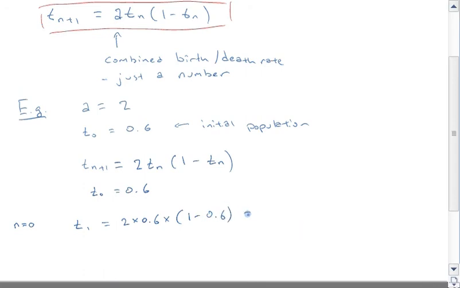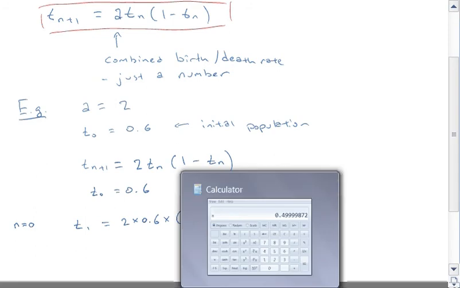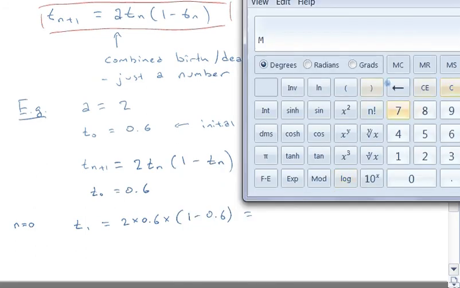Okay. So now, I know I always tell you guys that I like to do calculations in my head, but what I'm actually going to do is use a calculator for this one, because I'm feeling a little bit lazy today. So T1, we said, is 2 times 0.6 times, brackets, 1 minus 0.6. Ready? So that number is 0.48.